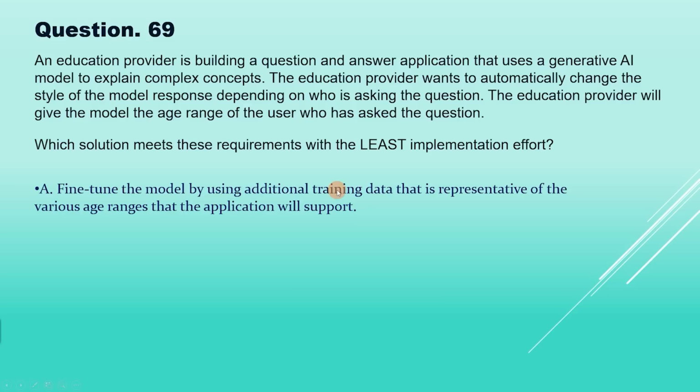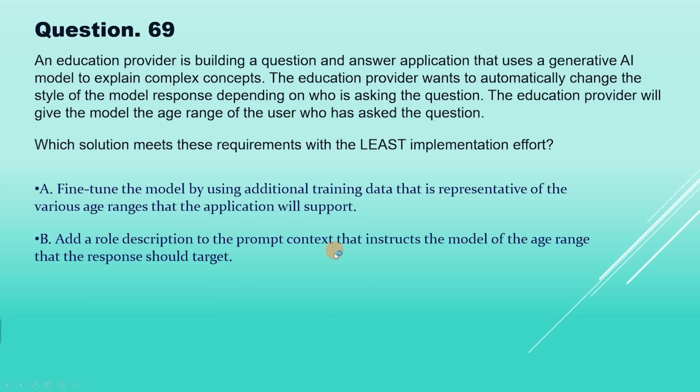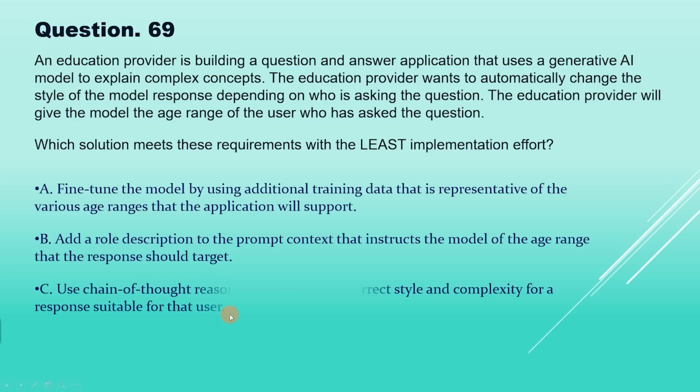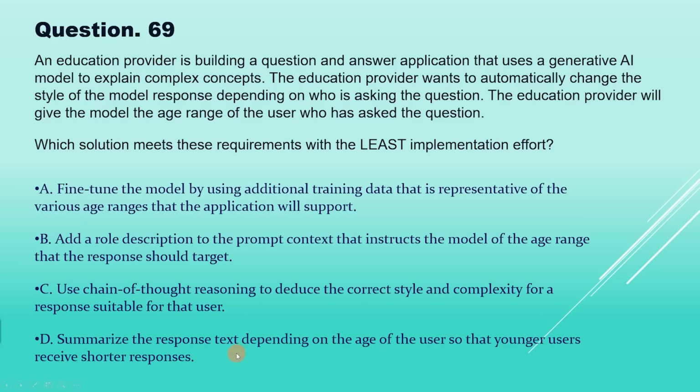Option A, fine-tune the model by using additional training data that is representative of the various age ranges that the application will support. Option B, add a role description to the prompt context that instructs the model of the age range that the response should target. Option C, use chain of thought reasoning to deduce the correct style and complexity for a response suitable for that user. Option D, summarize the response text depending on the age of the user so that younger users receive shorter responses. Take your time to guess the answer. Please pause the video if you need more time. I am going to reveal the correct answer.